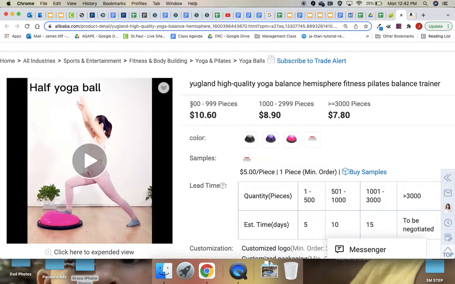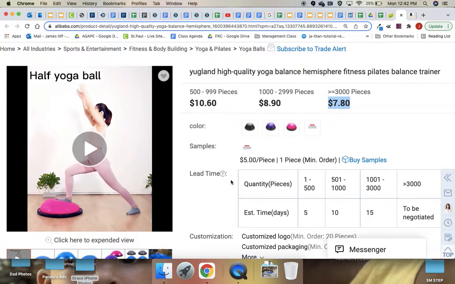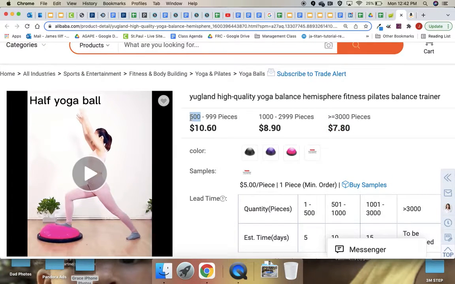So if I buy between 500 and 1,000 pieces, I get them at $10.60. If I buy between 1,000 and 3,000, I get them for $8.90. And if I buy over 3,000, I get them for $7.80. What's interesting about this is it looks like you have to buy at least 500 pieces. And that could be tough for us as we're starting out. So 500 times 10 is going to be $5,000.